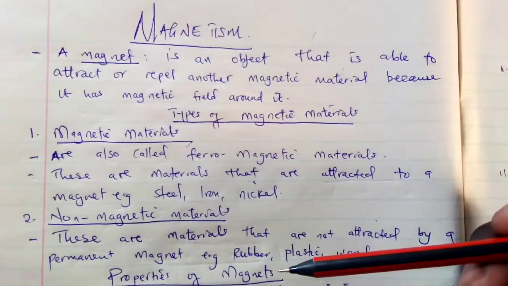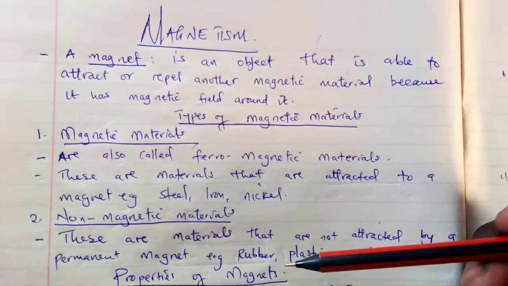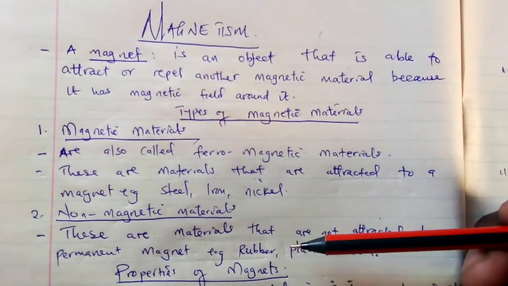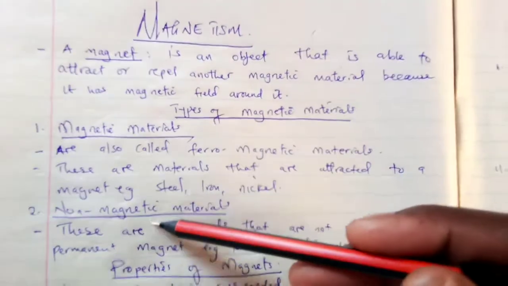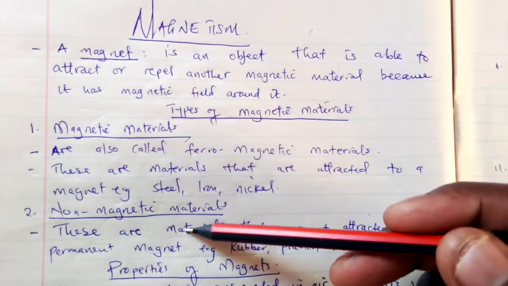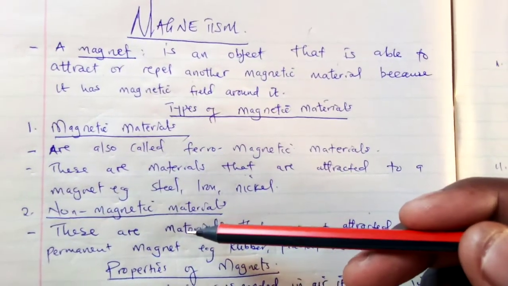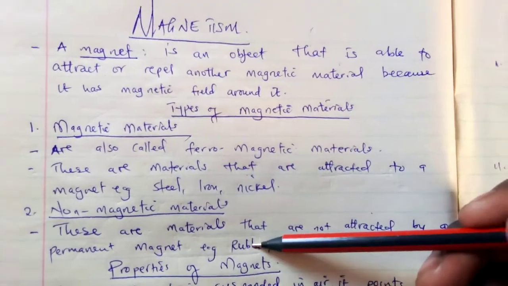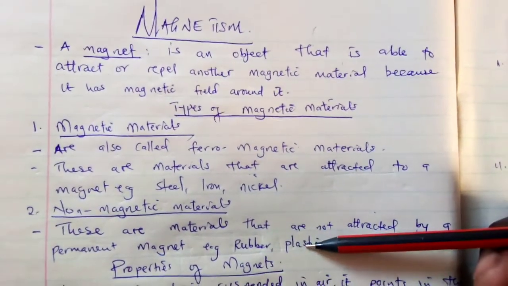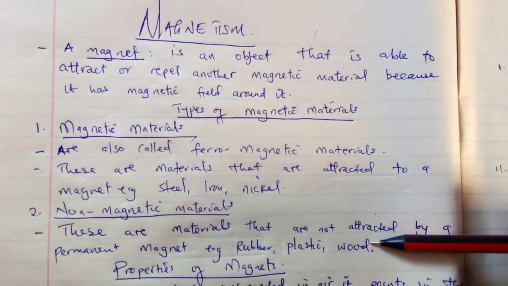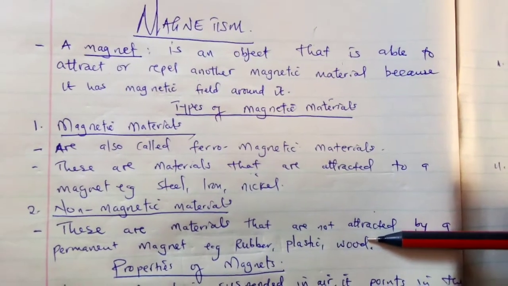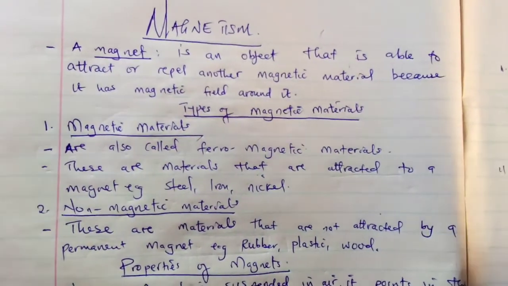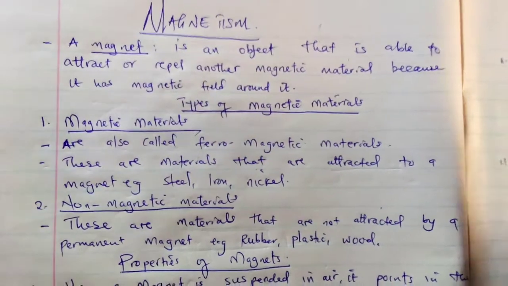But materials that are not attracted to a permanent magnet, when you bring them closer to a permanent magnet, are said to be non-magnetic materials or non-ferromagnetic materials. Materials like rubber, plastic, wood, paper, glass, grass, those materials are non-magnetic. They cannot be attracted.